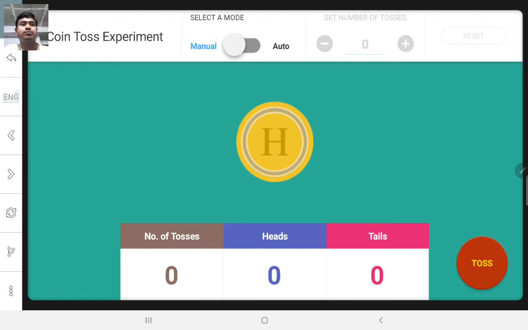Tap on the toss button to toss the coin and see the tally of heads or tails get updated automatically. You can also set a number of tosses and use the auto toss button to get results for all the tosses.